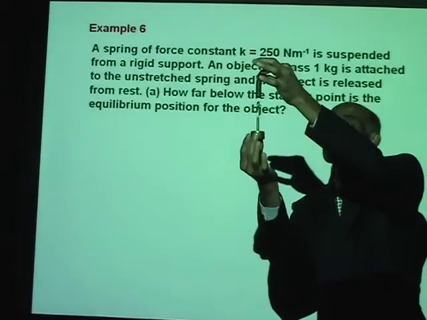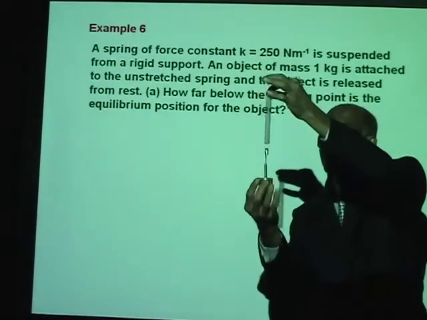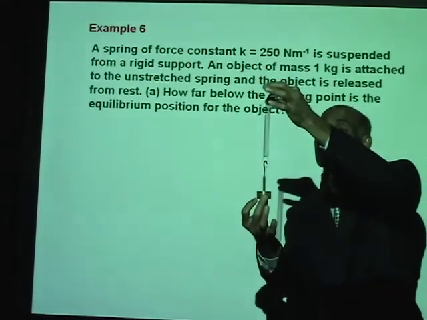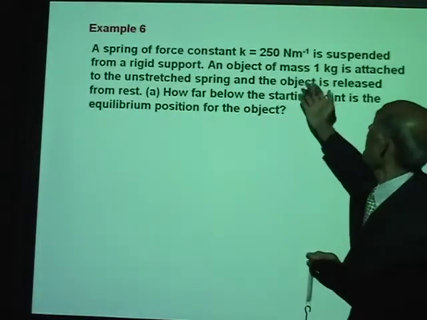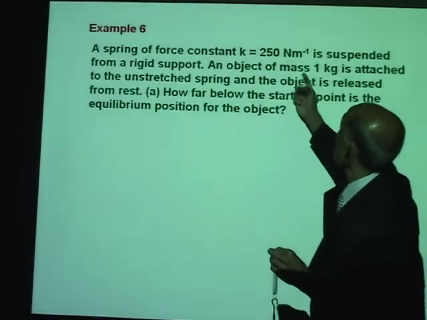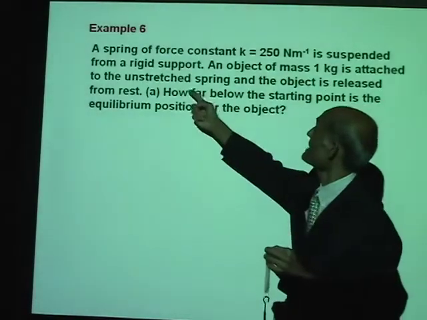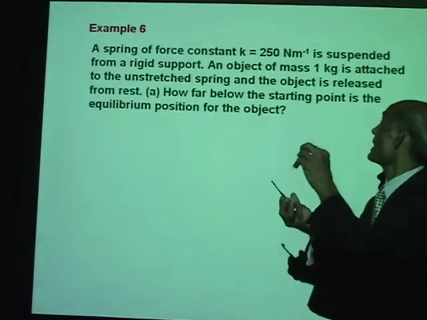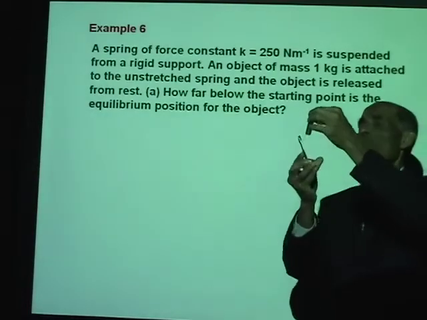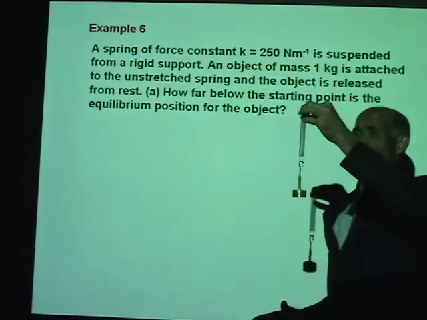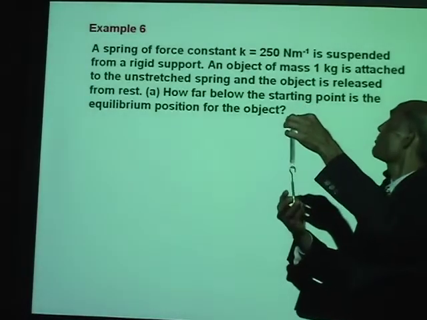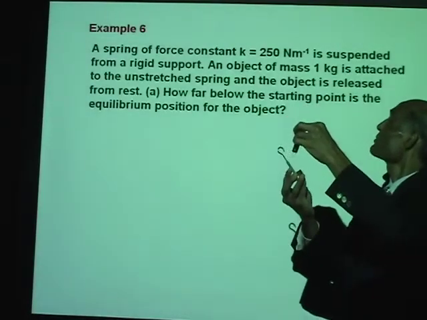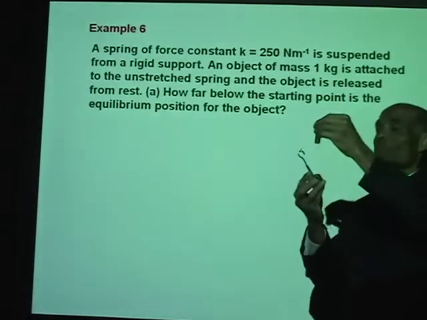No, if I drop it, it's going to go all the way to the lower extreme. That means it has crossed the equilibrium. So, you have an object of mass 1 kilogram attached to the unstretched spring and the object is released from rest, like that. How far below the starting point is the equilibrium position for the object?